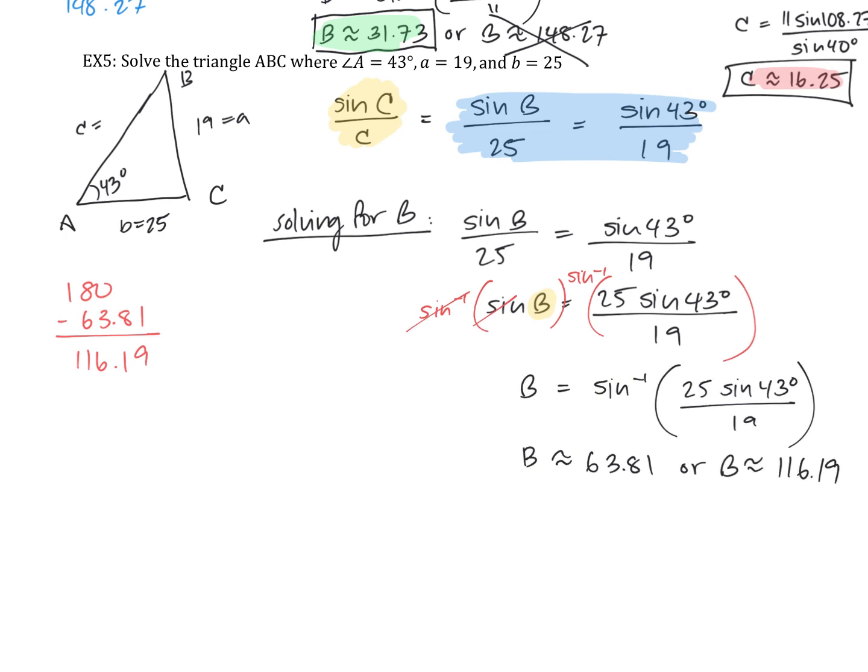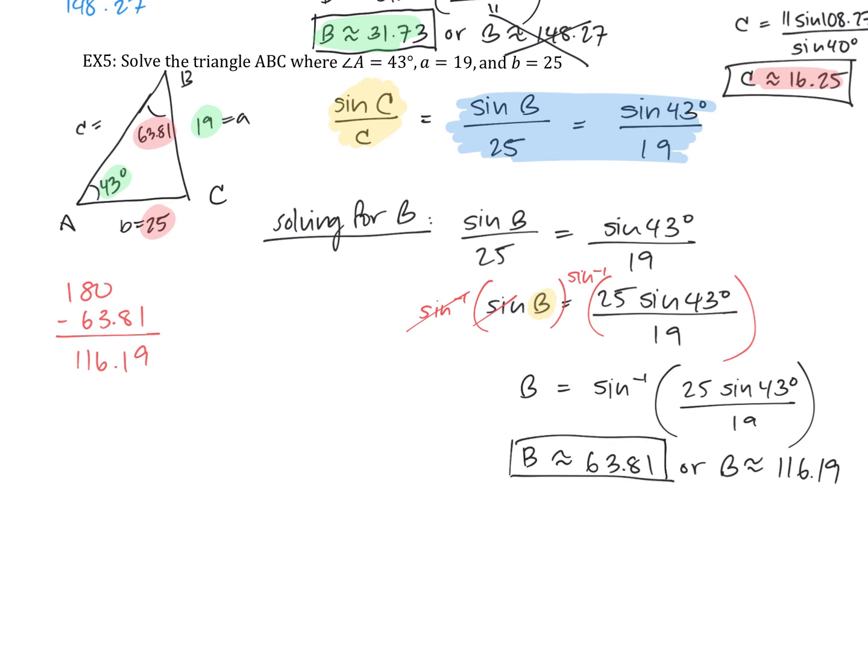We need to see if both of these check out. So let's go ahead, plug the first one in, and see if it works. 63.81 is larger than 43 degrees, which means that it should have the larger side, and that makes sense. B is 25, and then the 43 has the smaller value of 19. If I added the two angles up, do I have space for a third angle? The answer is yes. 63.81 plus 43 degrees, we still have space for another angle. Awesome. So this one checks out.